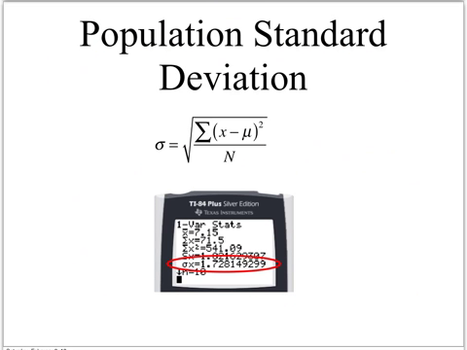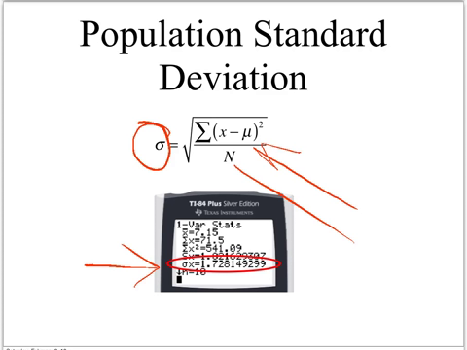But again, I use a calculator. You can also obtain the population standard deviation from the calculator. That's sigma, and the calculator tells you what the population standard deviation would be. It treats the mean as a population mean, and instead of dividing by n minus 1, it just divides by n.